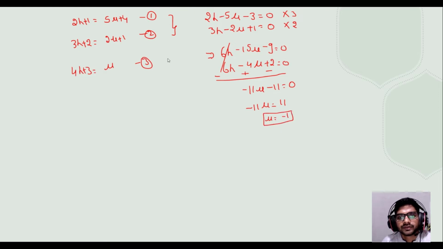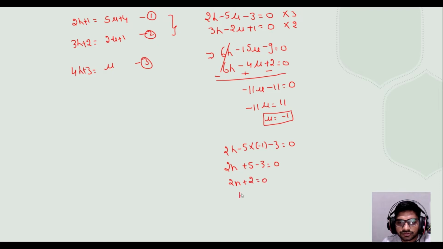Okay. And put the value of mu in the first equation and find the value of lambda. So 2 lambda minus 5 mu minus 3 equals 0. So 2 lambda plus 5 minus 3 equals 0. So 2 lambda plus 2 equals 0. This will give lambda equals minus 2 upon 2, lambda equals minus 1. Okay. Then this will give the lambda value of minus 1.